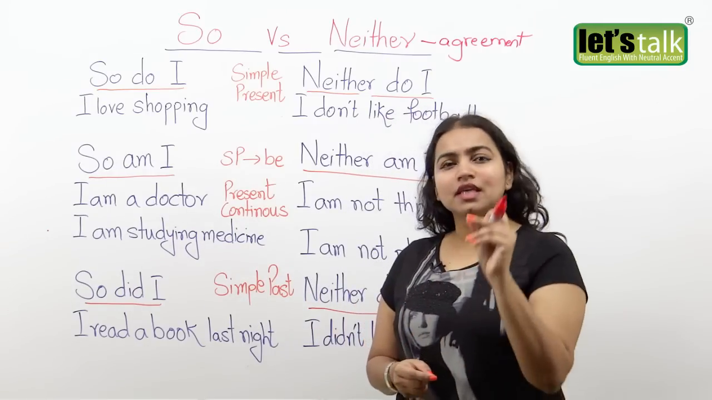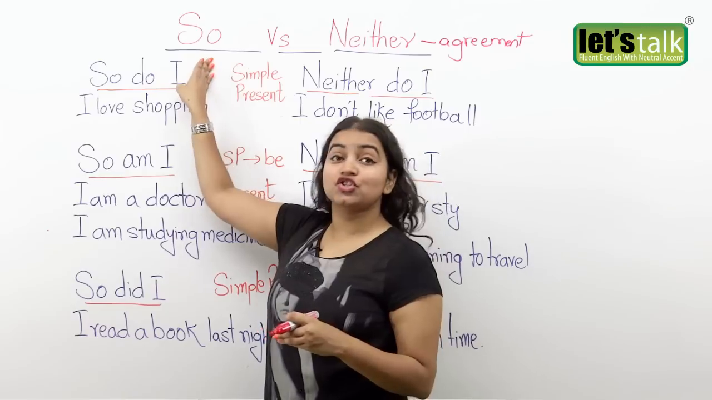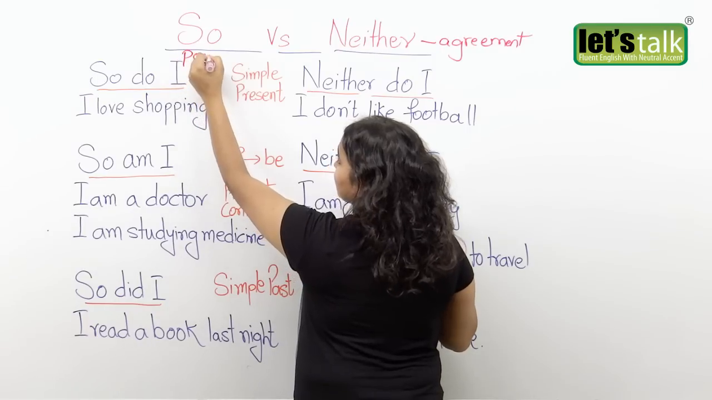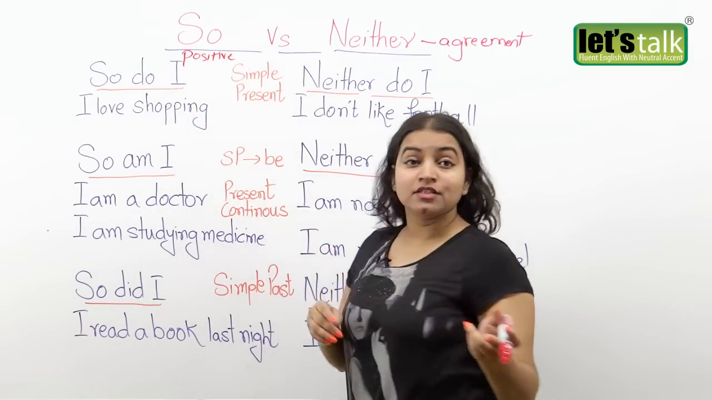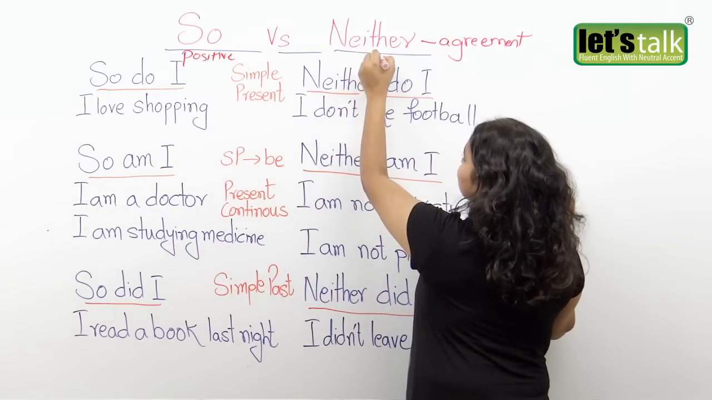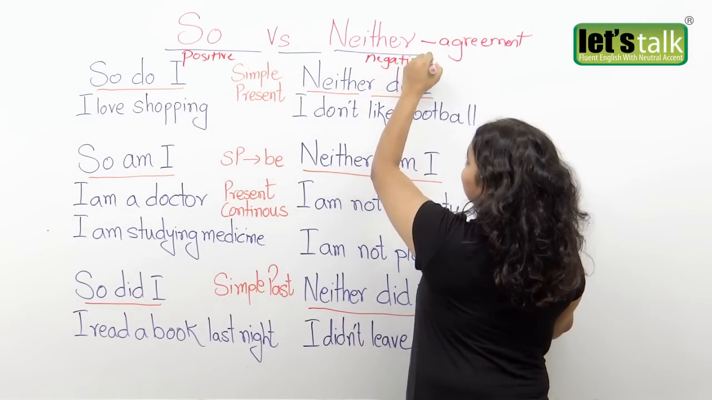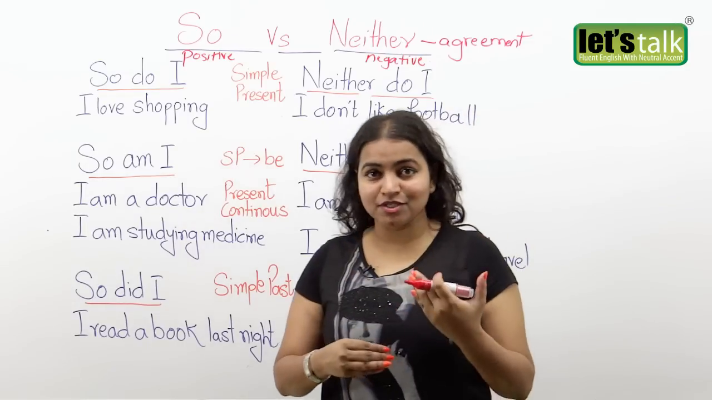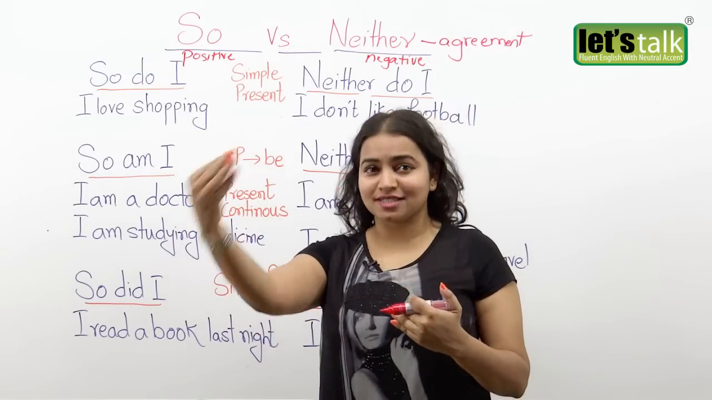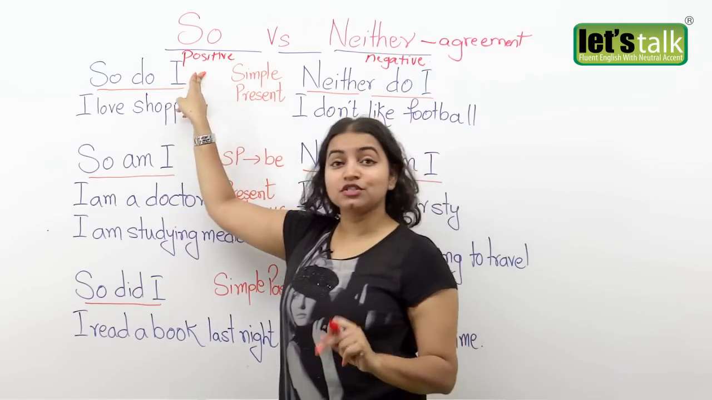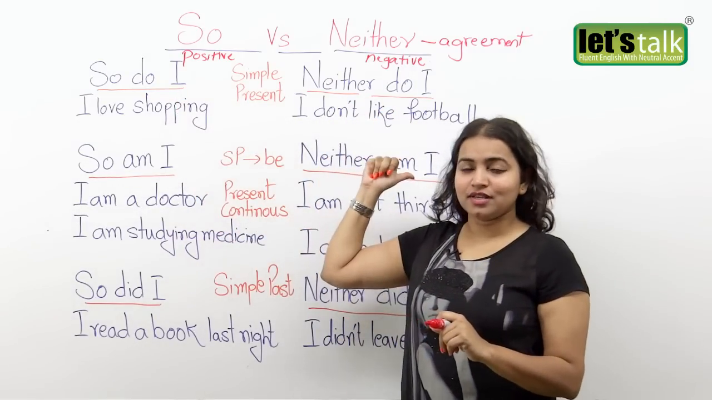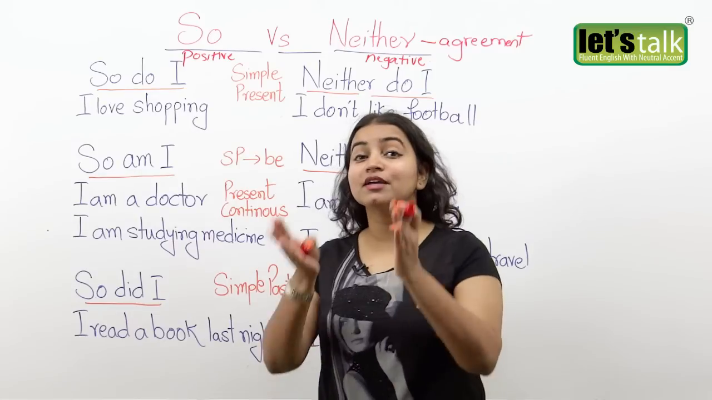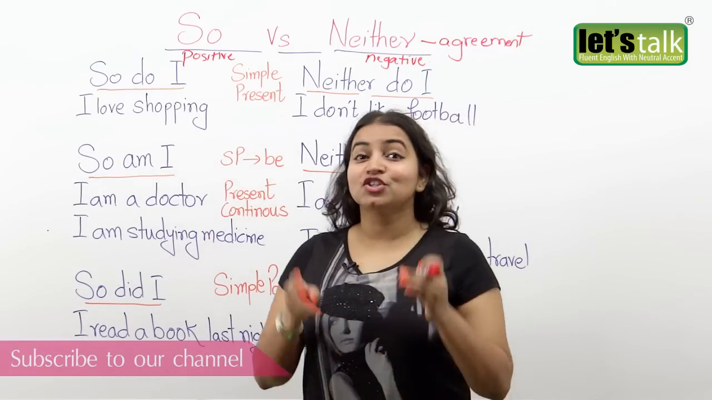Okay? However, the important thing to note is that the word so is always used in response to a positive statement, and the word neither is always used in response to a negative statement. So again, the words so and neither are used in agreement when you are responding to a statement that is said to you, but so is used for a positive statement and neither is used for a negative statement. But there are several ways of using so and neither. Okay, so I'm going to give you very precise examples to show you the difference.